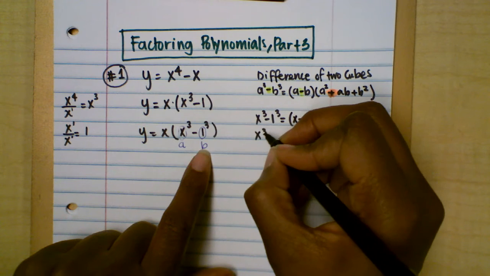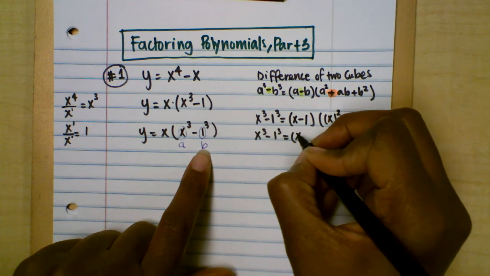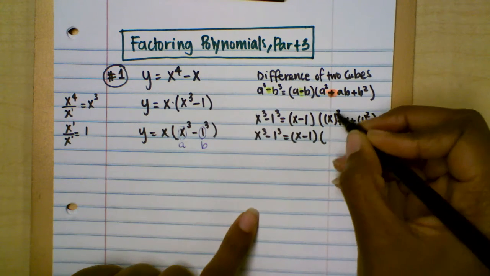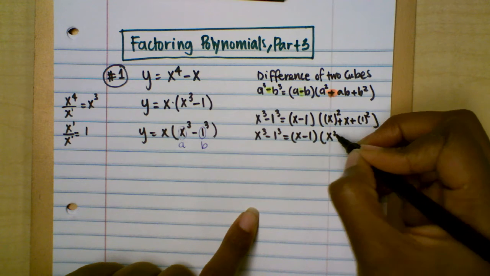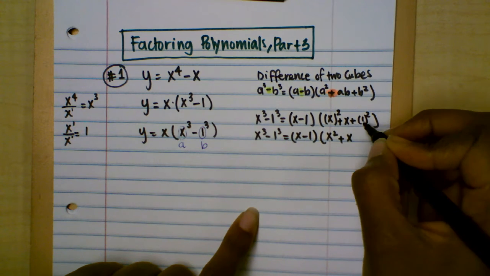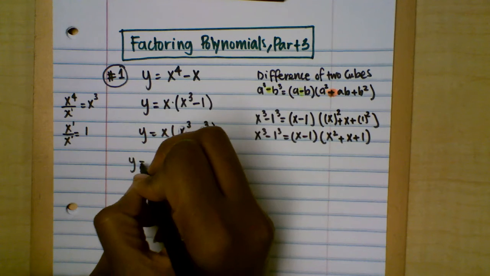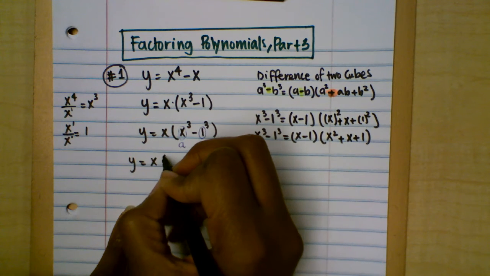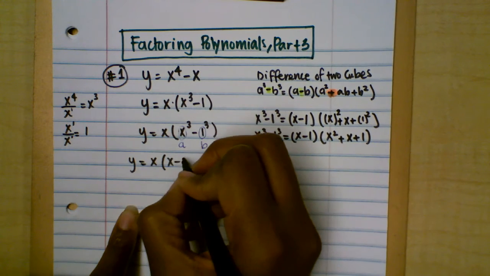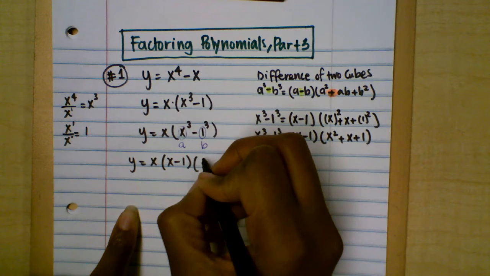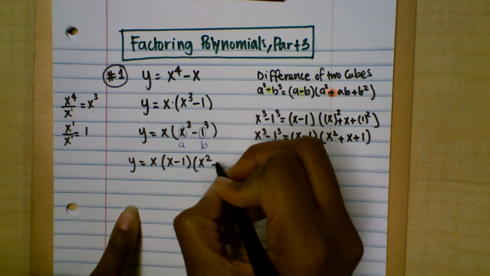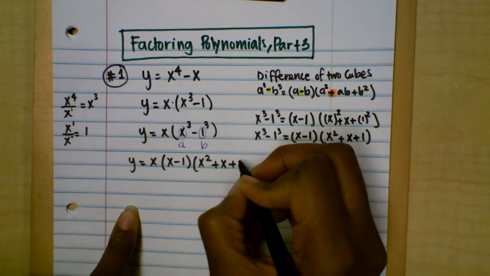So this simplifies to x minus 1. x squared is just x squared, plus x, and 1 squared is just 1. So the final factored form is going to be x times x minus 1, and then x squared plus x plus 1.